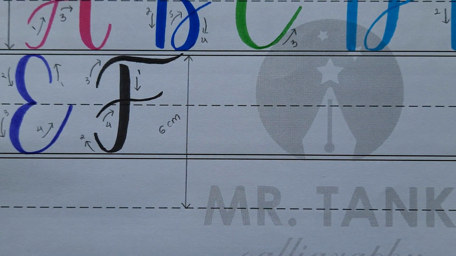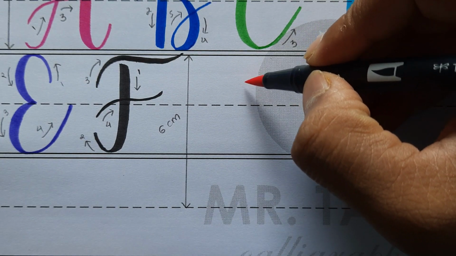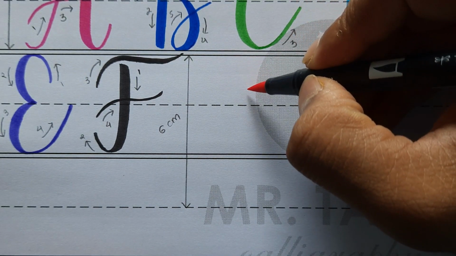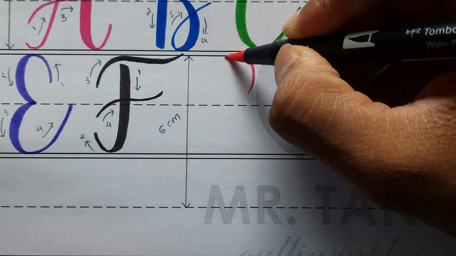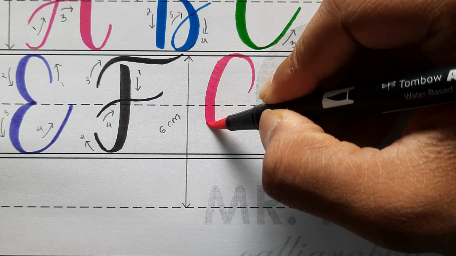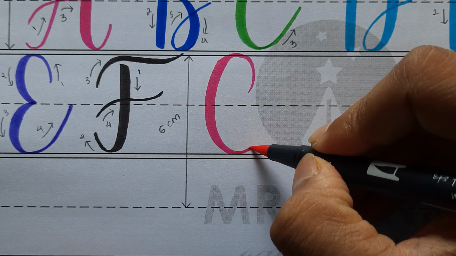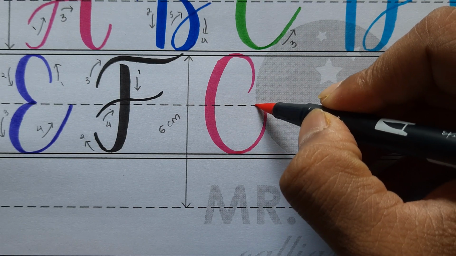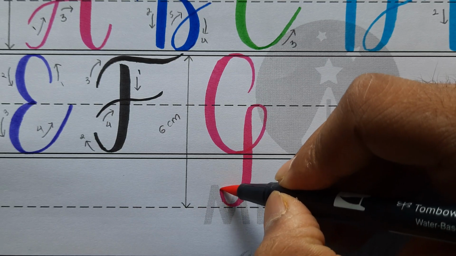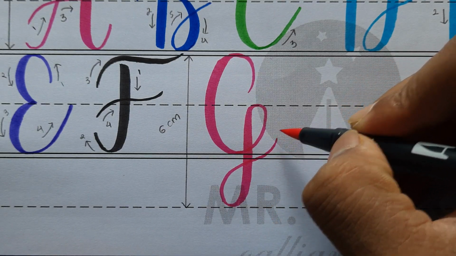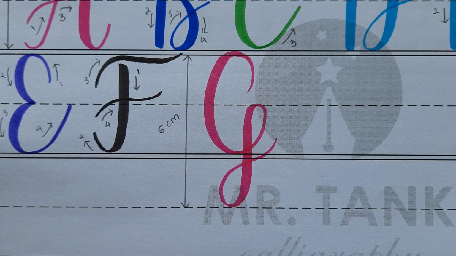And now look at the letter G. So for letter G, first we are moving upward from here like this, then downward, then upward, and again downward and upward. Look at the letter G.